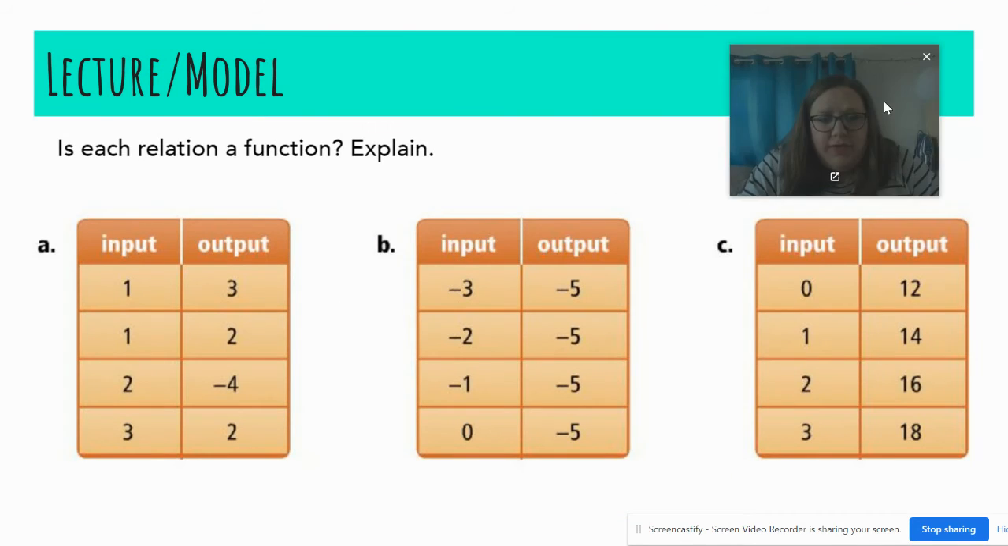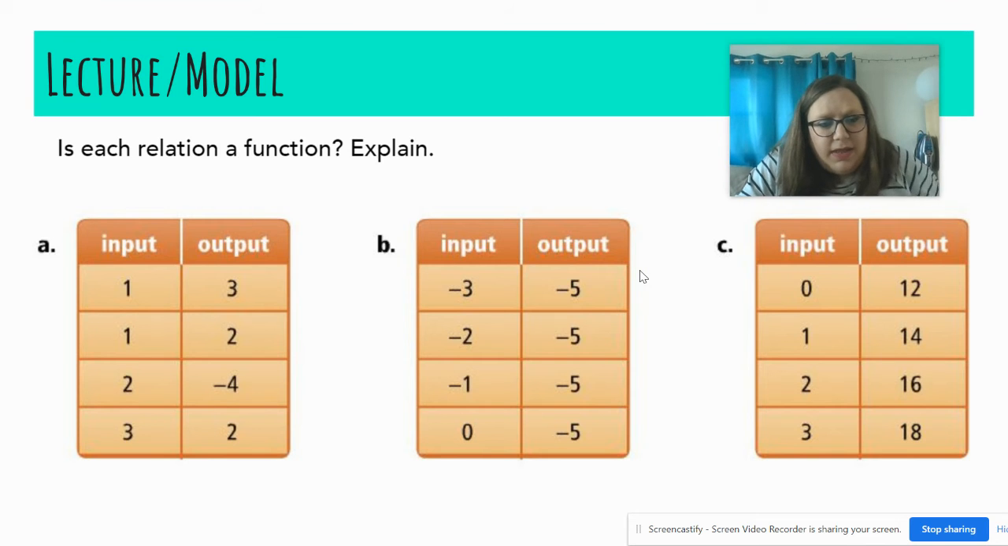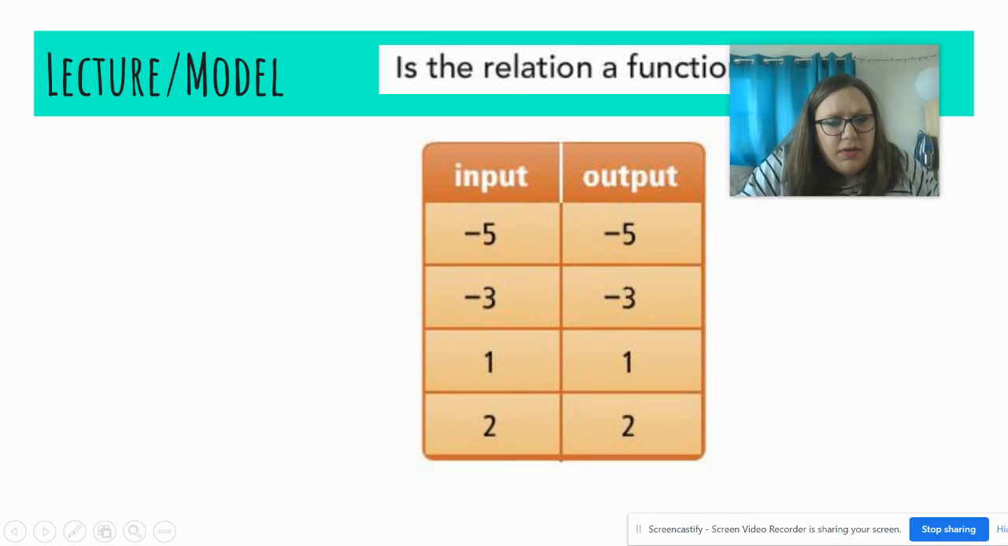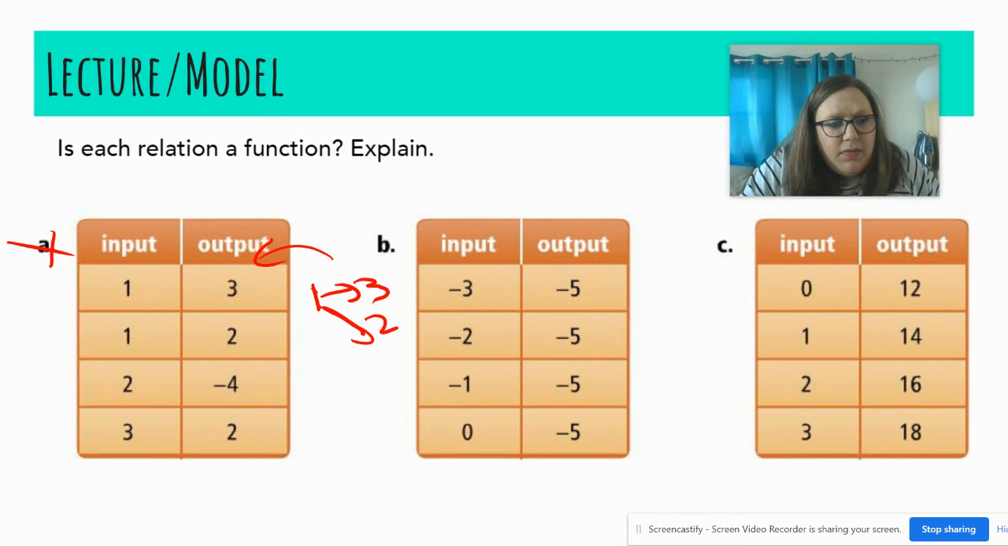Okay, is the relation a function and explain? All right, so if I made a mapping diagram here, I would have 1, 3. Ooh, and then I would have 1, 2. And this goes over here. So no, this is not a function. No, input 1 has two outputs.